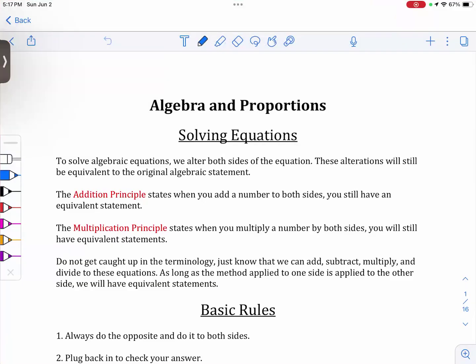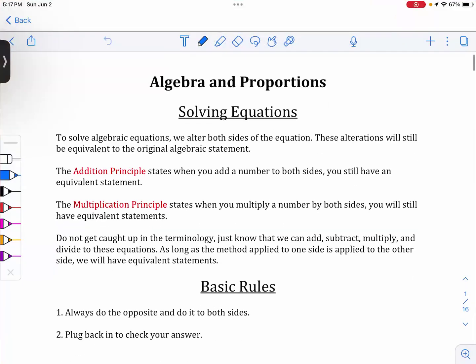Welcome to Algebra and Proportions lecture. This is a backtrack to really dive into solving algebraic equations. Now, since this is problem solving, we are definitely going to focus on solving word problems, all right? But we need to understand some of the basics of solving algebraic problems and proportions in order to do that.